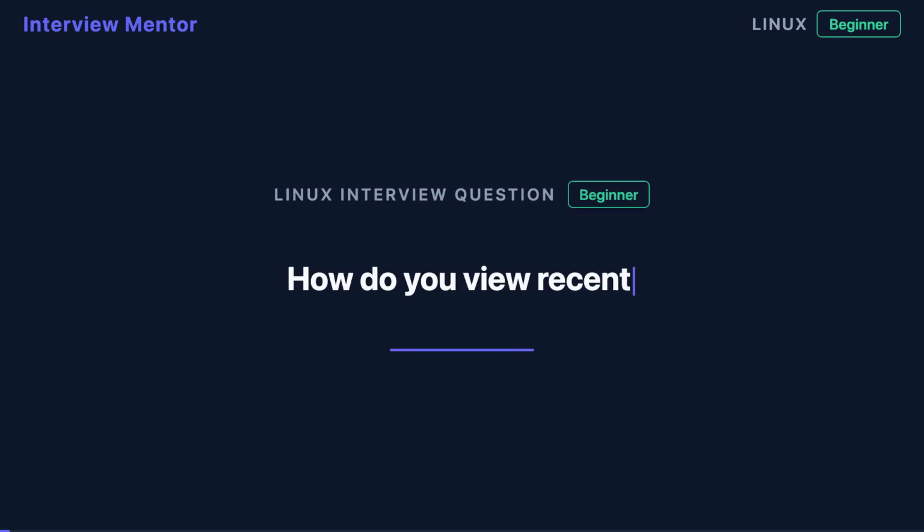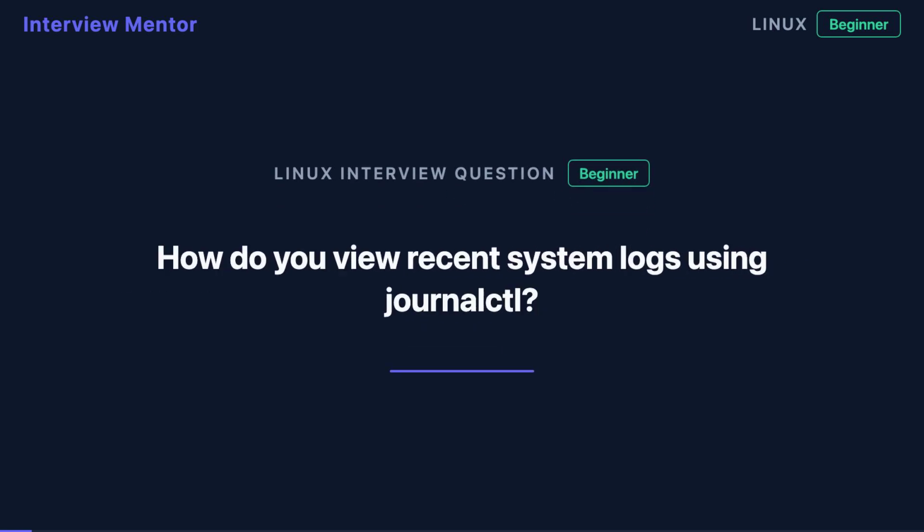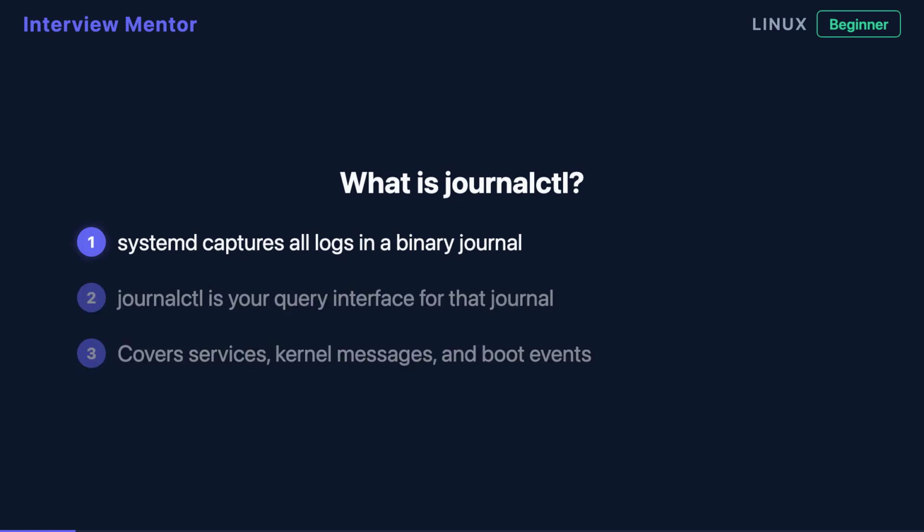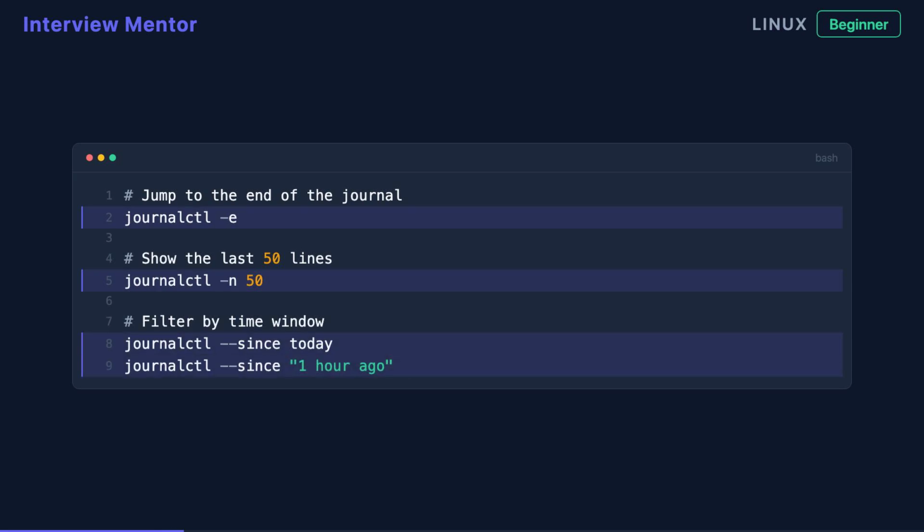Server acting up? You need to find those logs. Fast. On modern Linux systems running systemd, logs are stored in a binary journal. The journalctl command is your interface to that journal, letting you query, filter, and follow log entries from any service on the system. To jump straight to the most recent entries, use journalctl -e.